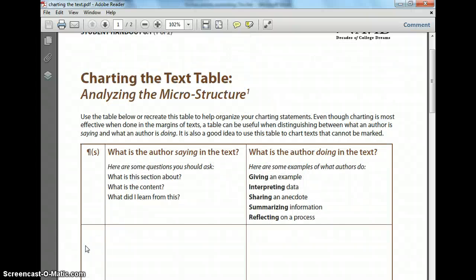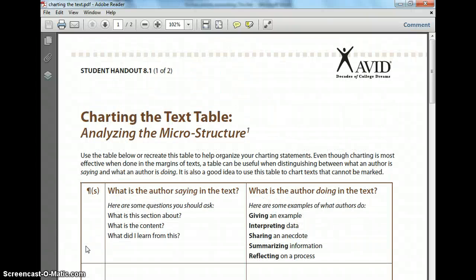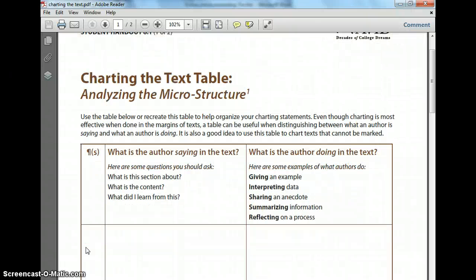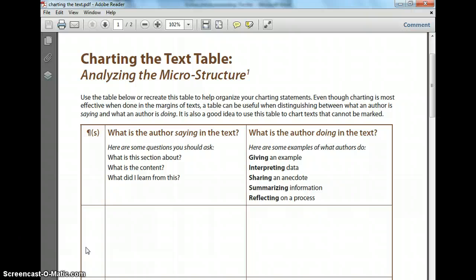All right, guys, so charting the text. Those of you who missed this assignment today, or those of you who weren't prepared for class, here's how you chart the text. If after this lesson you're still confused, you need to come in and see me before school or after school or ART or seminar, and please make use of that time so that you do not get confused as we continue on.